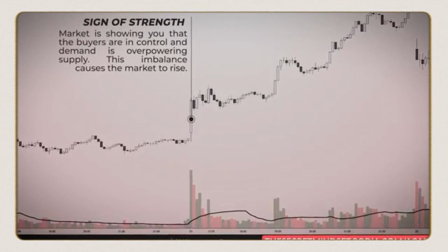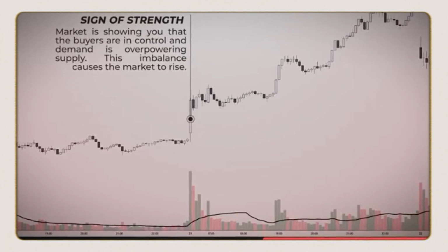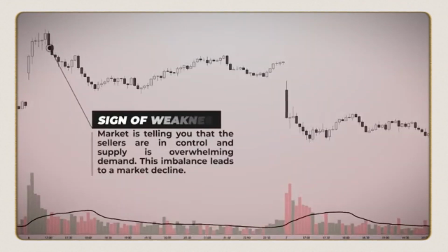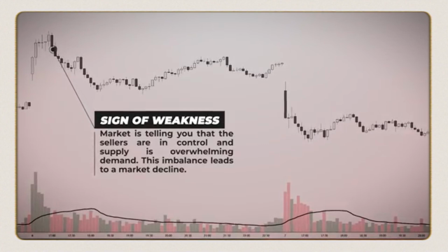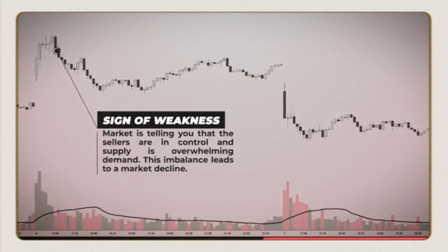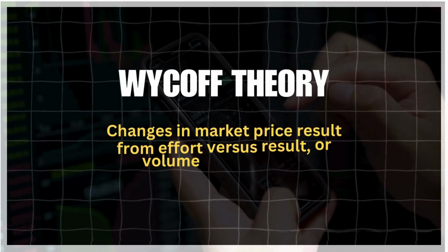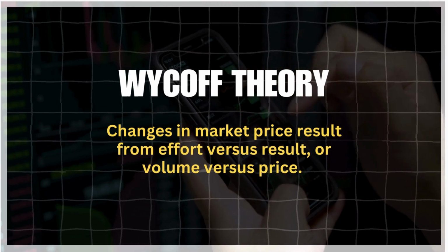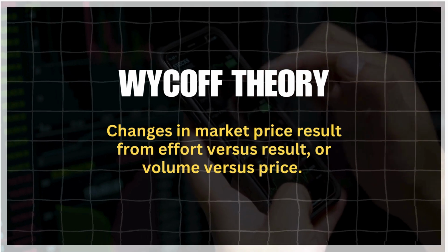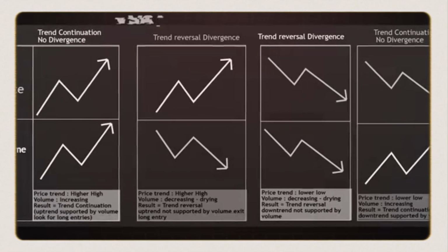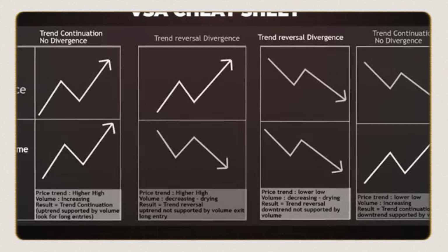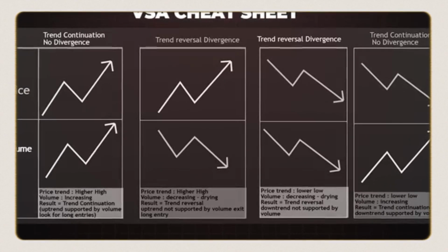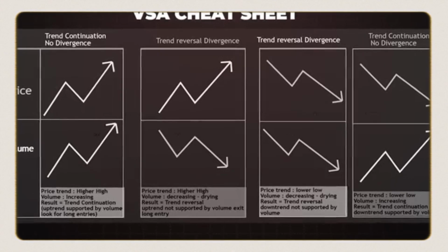There are two main VSA concepts. Sign of strength indicates that buyers are in control, causing the market to rise as demand overpowers supply. Sign of weakness suggests sellers are in control, leading to a market decline as supply overwhelms demand. VSA works hand in hand with the Wyckoff method, which theorizes that changes in market price result from effort versus result, or volume versus price. When price action and volume are in sync, the trend is likely to continue. However, if there's a significant difference between volume and price, the trend may be about to change direction.